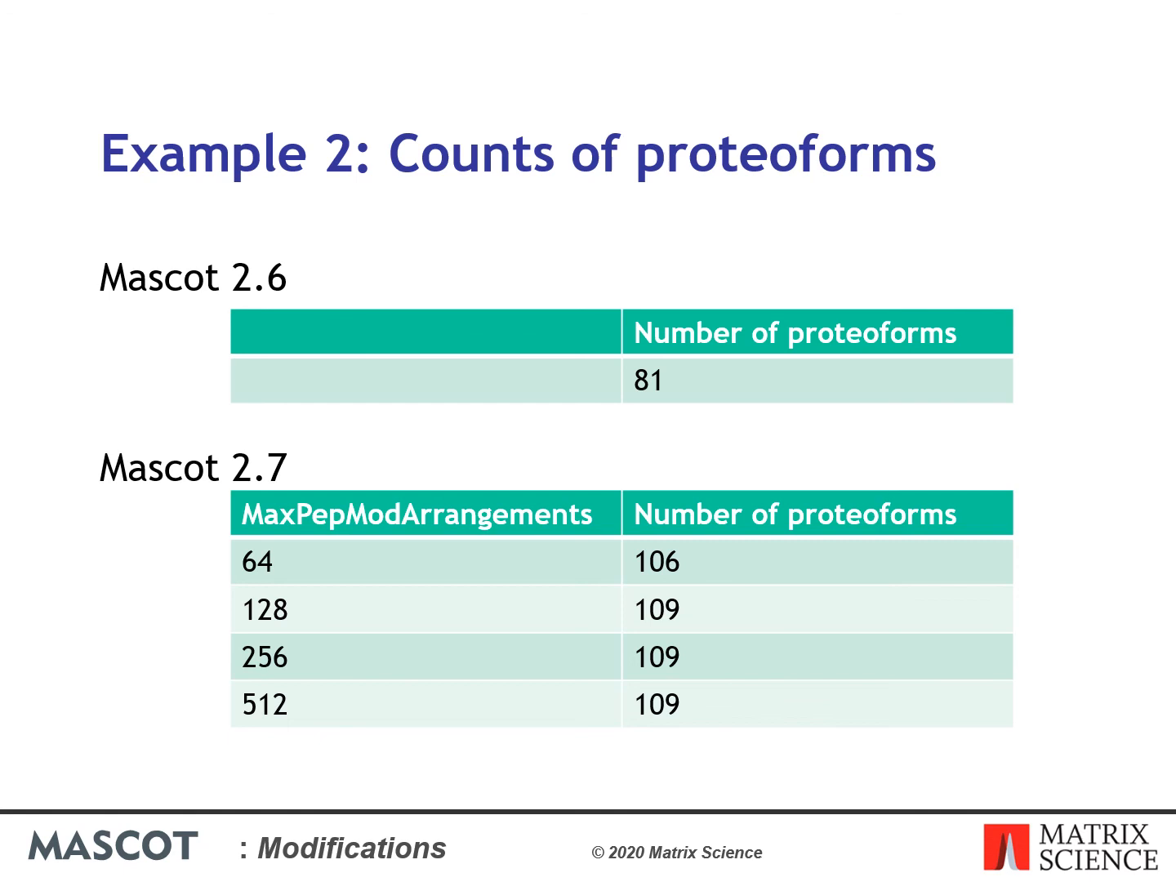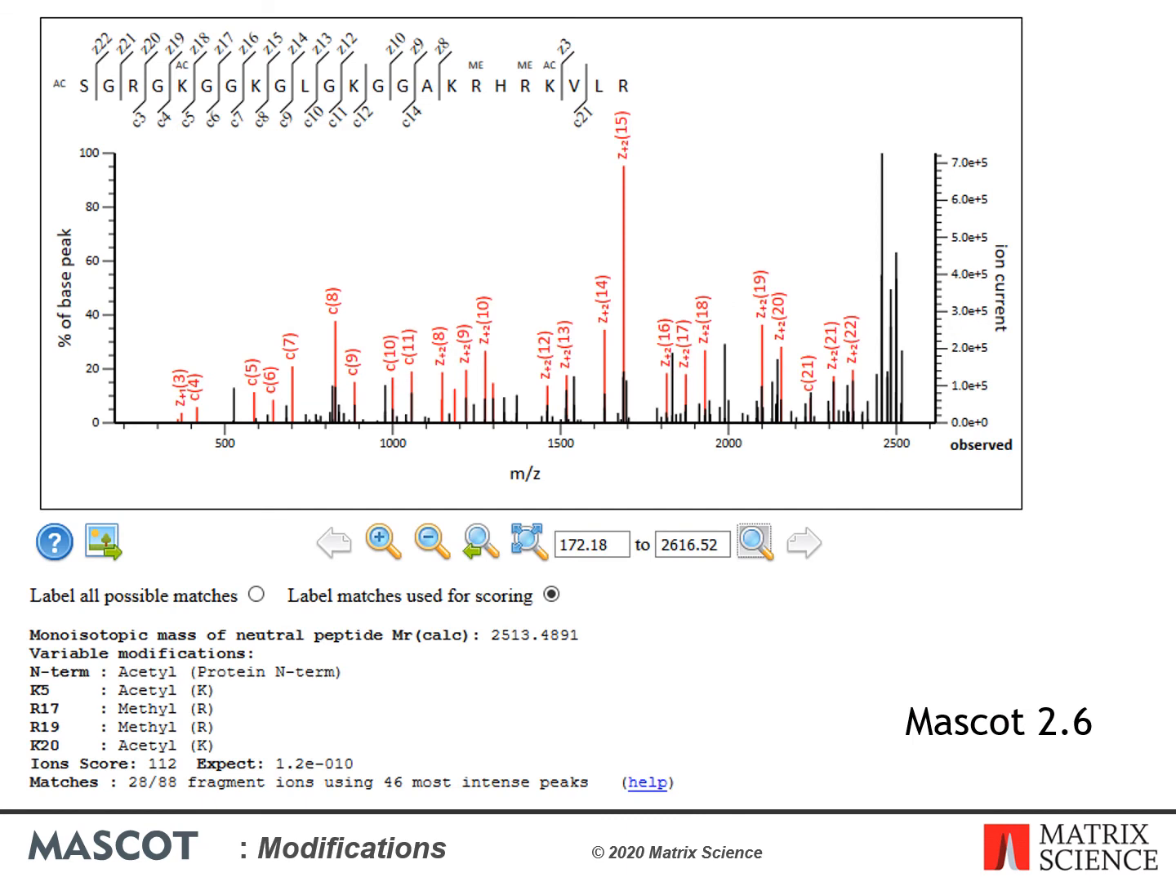more possible proteoforms, although there was no need to go above 128 arrangements in this case. We hit a maximum number of proteoforms of 109, and increasing beyond 128 arrangements will have done nothing other than slow the searches down. Let's take a look at a few examples of the differences between the results for Mascot 2.6 and 2.7. In all cases, the Mascot 2.7 results have been taken from the search where we used 128 modification arrangements.